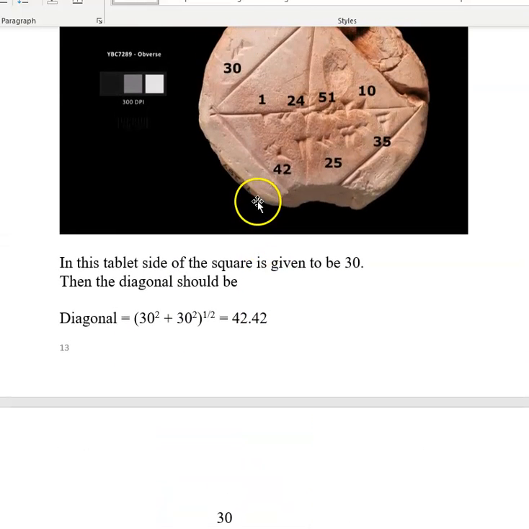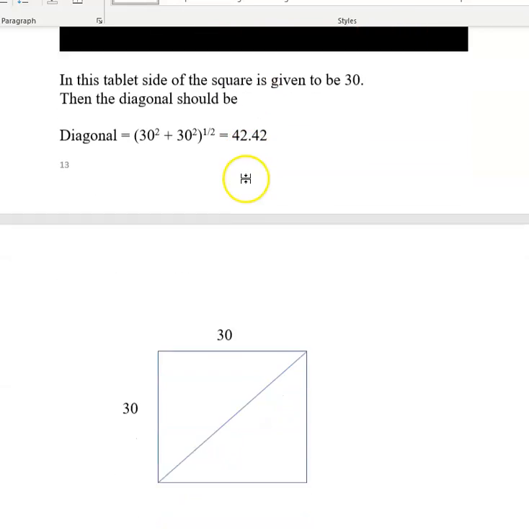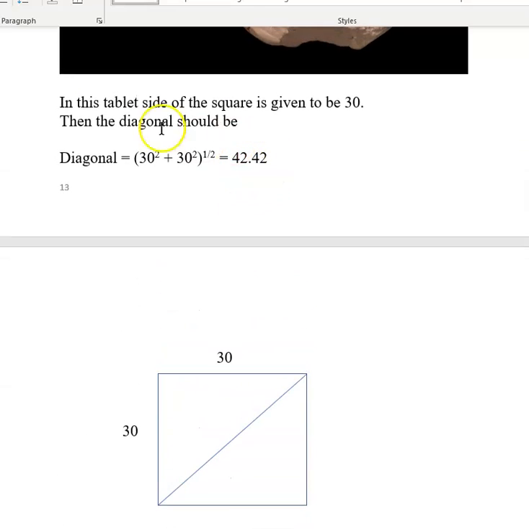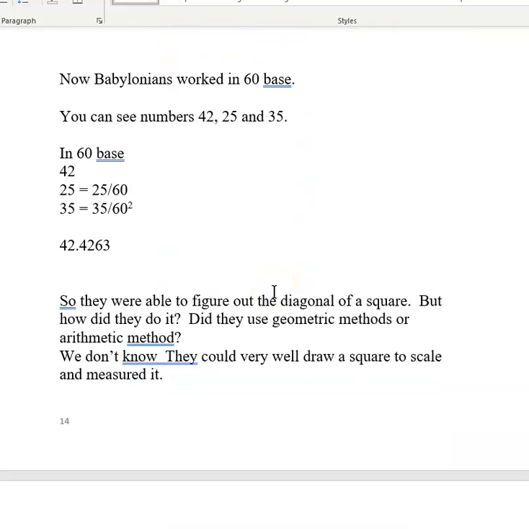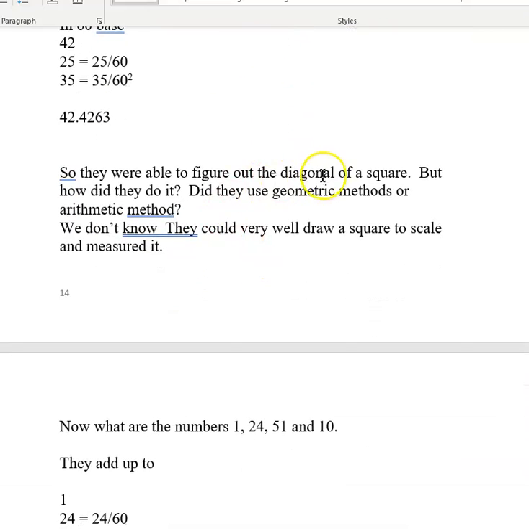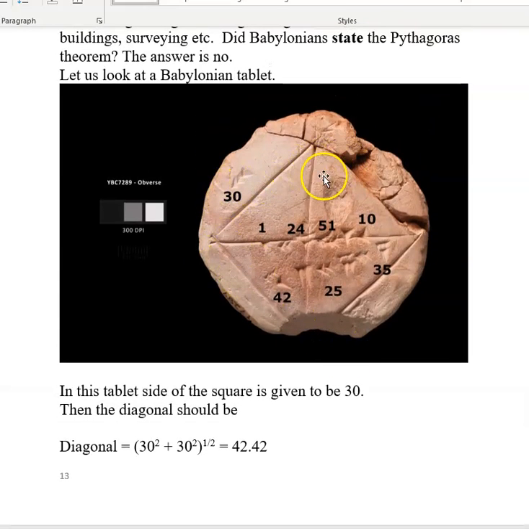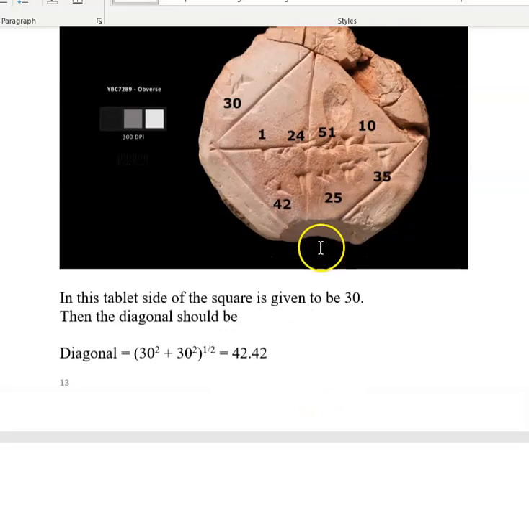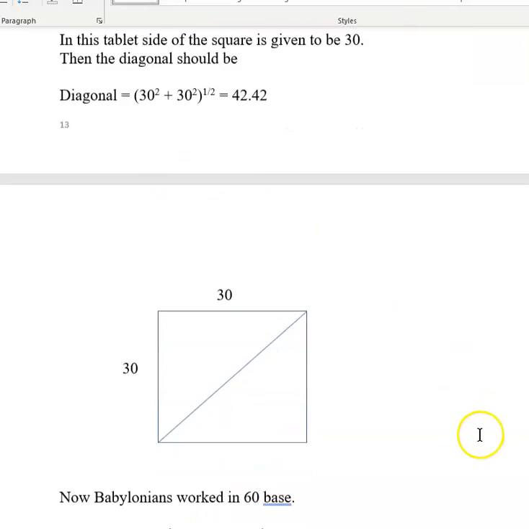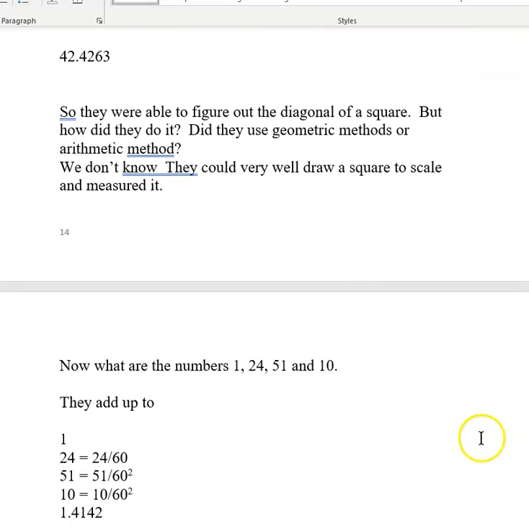Exactly. Now the question is, how did they get it? Did they use this equation, or did they just measure it? They were able to figure out the diagonal of a square. But how did they do it? Did they use geometric methods or arithmetic methods? We don't know. They could very well draw a square to scale and measure it. You could draw a square with this scale and then measure the diagonal. Did they know this formula? We cannot tell. They didn't state it.